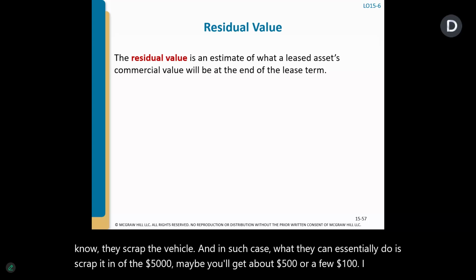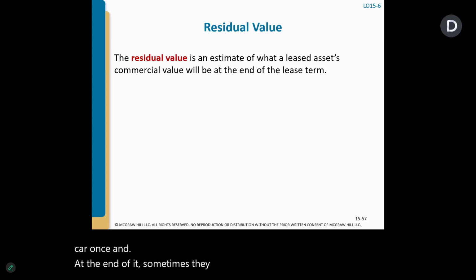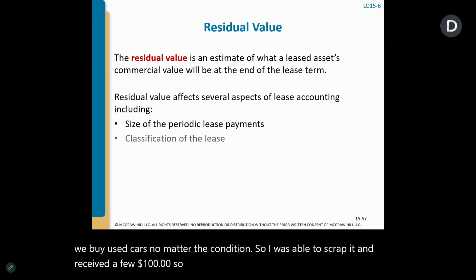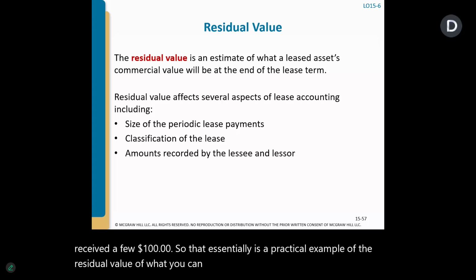I had a car once, and at the end of it, sometimes they have places where they have posters saying, we buy used cars, no matter the condition. So I was able to scrap it and received a few $100s. So that essentially is a practical example of the residual value of what you can potentially get for it.